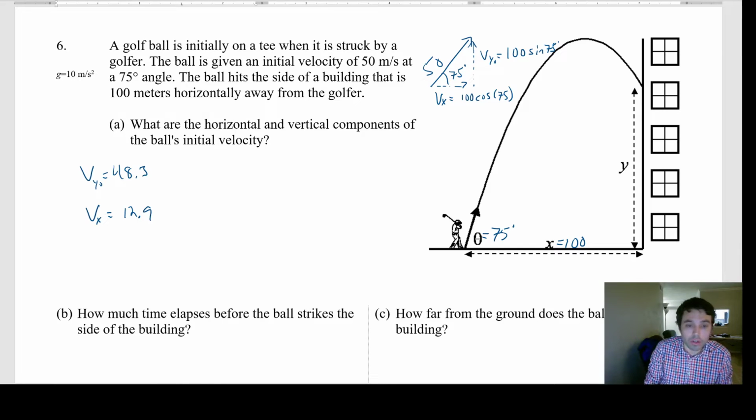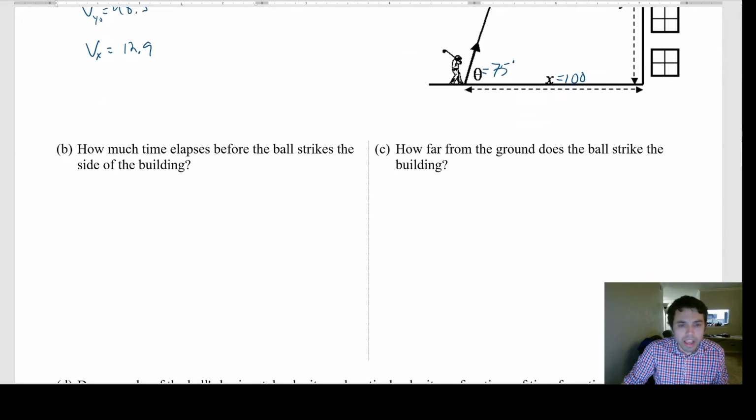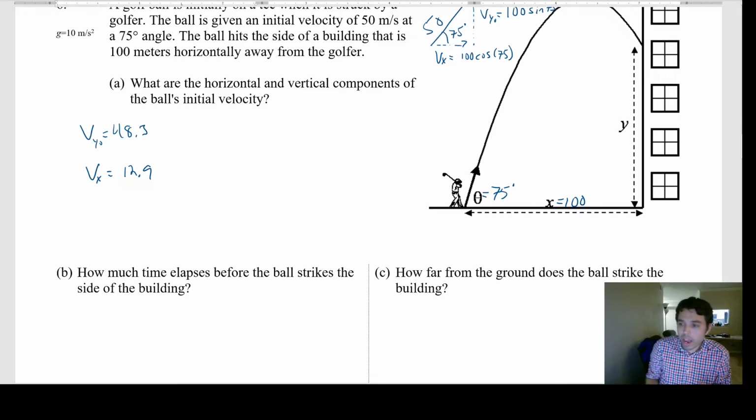Now get that out of the way. Okay, so here's our components. There's part A. Let's go to part B. How much time elapses before the ball strikes the side of the building? We did one like this in the notes. If you didn't know the horizontal displacement to the building, but you did know the vertical one, you would have to use the quadratic formula like we did in class. But thankfully for you, in this problem, we do know the horizontal displacement.